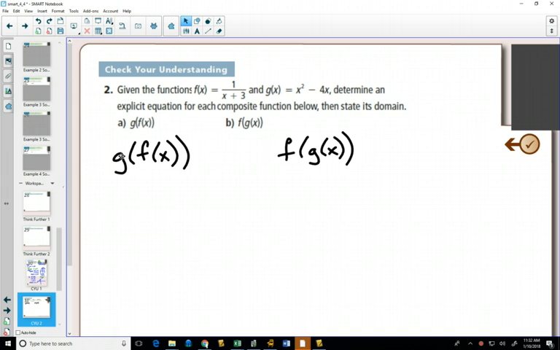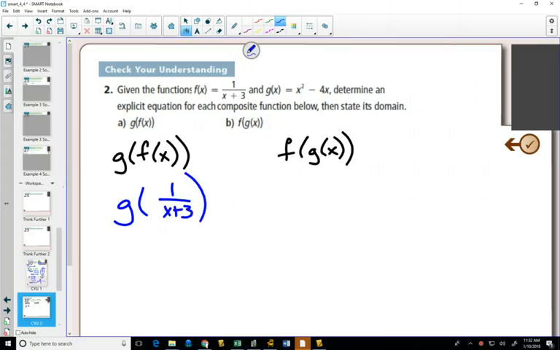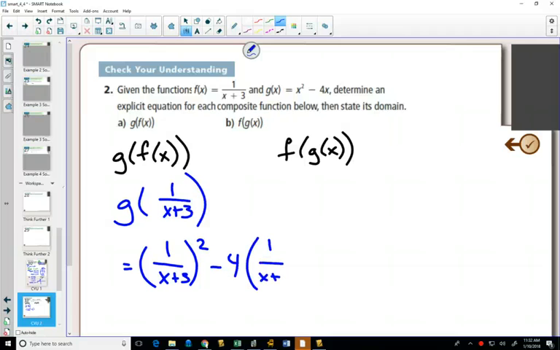So first of all, f of x is 1 over x plus 3. And g of 1 over x plus 3, well, whatever you put into g gets squared, and then you minus 4 times that. So if you put in 1 over x plus 3, that 1 over x plus 3 is going to get squared, and then you minus 4 times that 1 over x plus 3. So this would be what it would look like unsimplified. And I didn't ask you to simplify it, so if you left it like this would be fine.